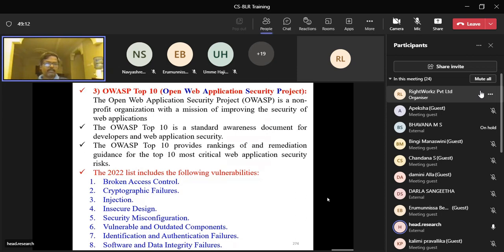Then OWASP Top 10 is a standard awareness document for developers and web application security. Yes, especially web application developers who are using full stack, or Java full stack, or Python full stack developer. You know what is the meaning of full stack developer?